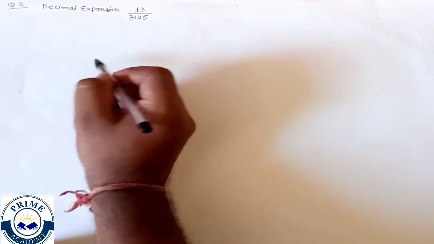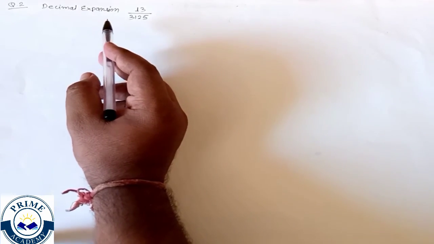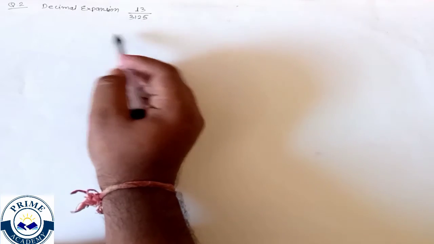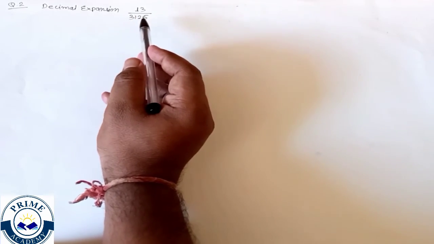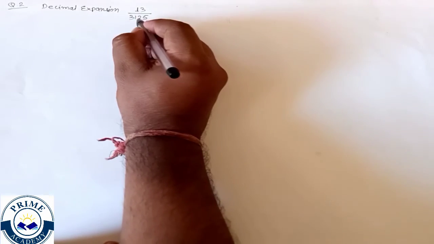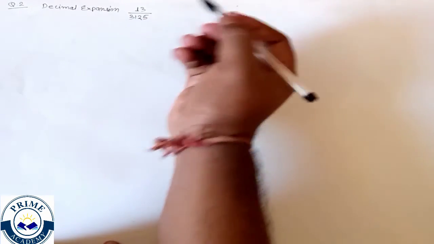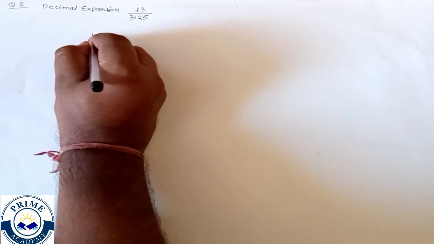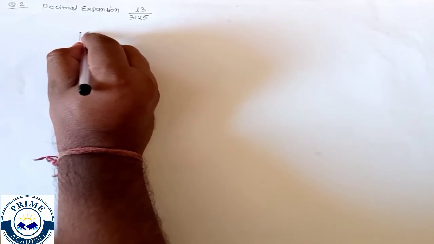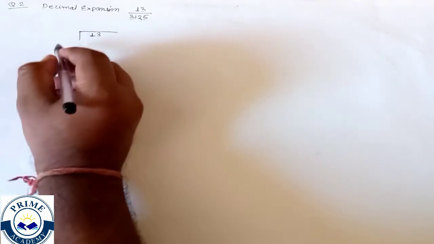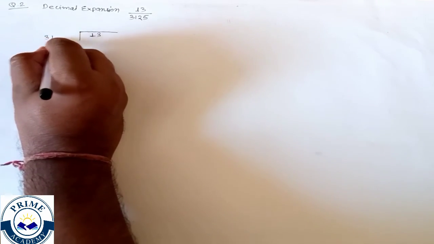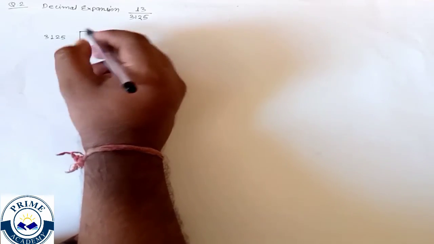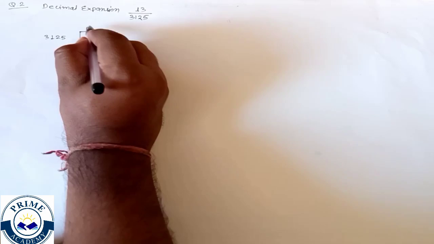Question number 2 says that you have to calculate the decimal expansions of whatever was given in question number 1. One of the problems was 13 upon 3125, and we have to find the decimal expansion. So let's start. For the expansion, you just use the division method. This is 13 and we have to divide by 3125. First of all, this is the smaller value and this is the bigger one, so you put 0 over here.